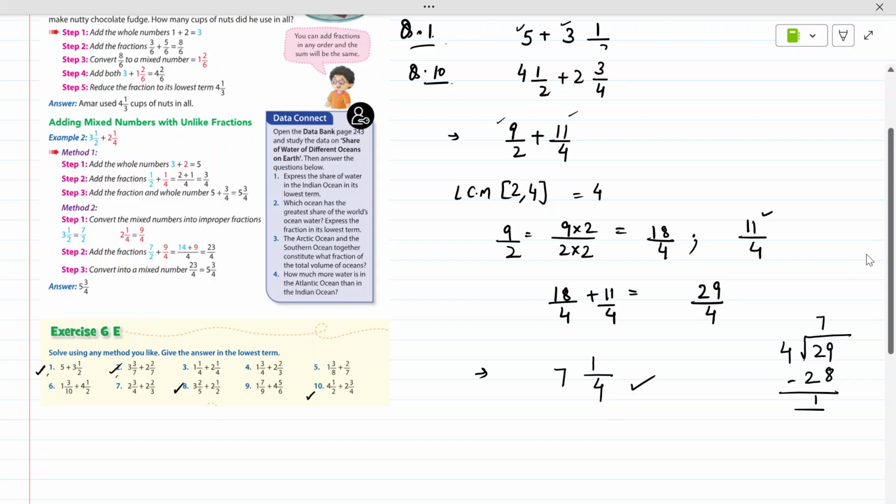Okay, so kids, we have done the exercise 6E using both the methods, and the questions which I have not picked, they are homework for you. Please do them, and if you have any query, you can always ask me.